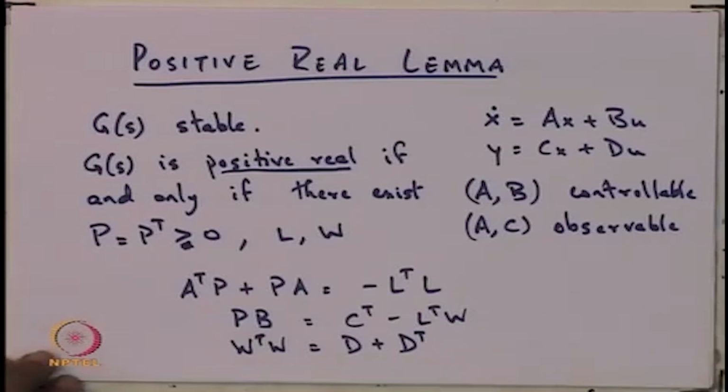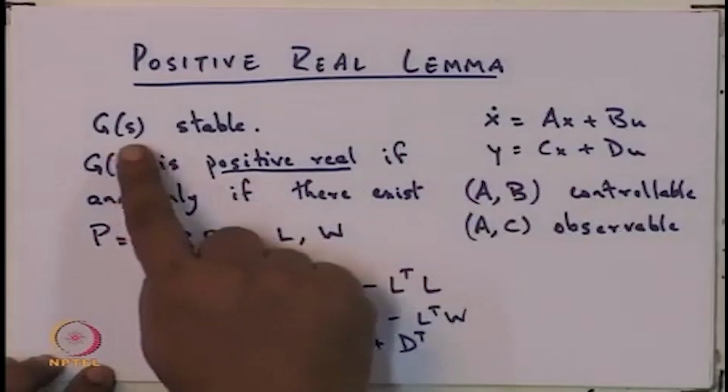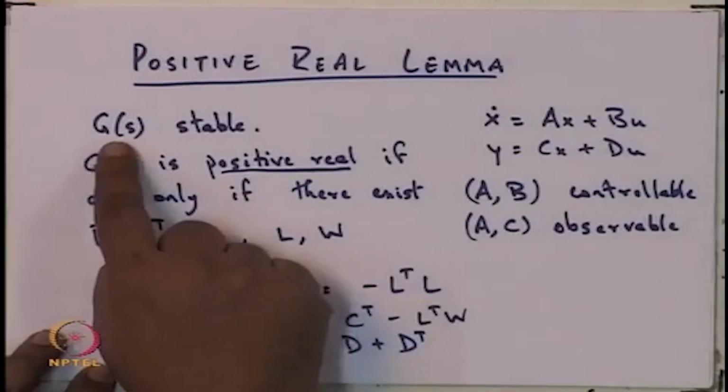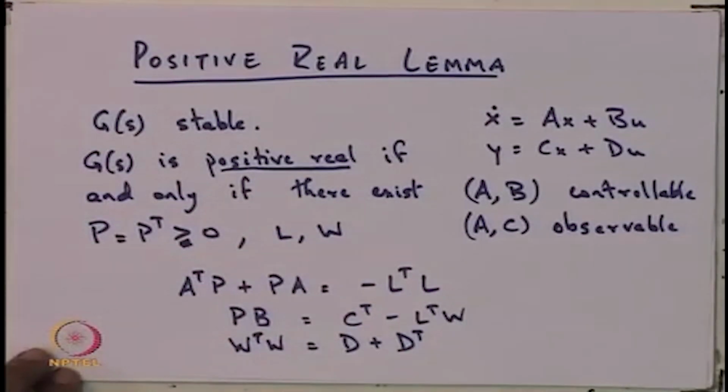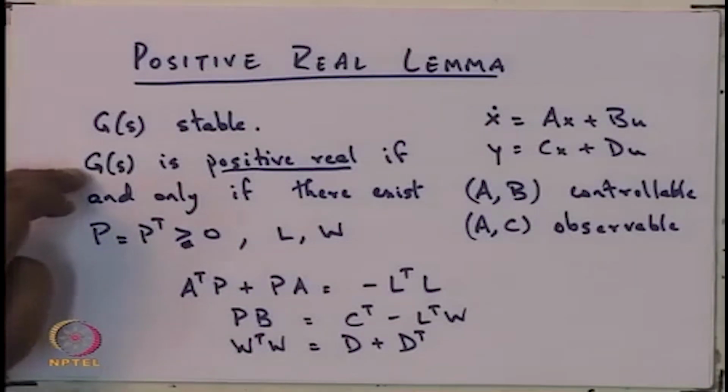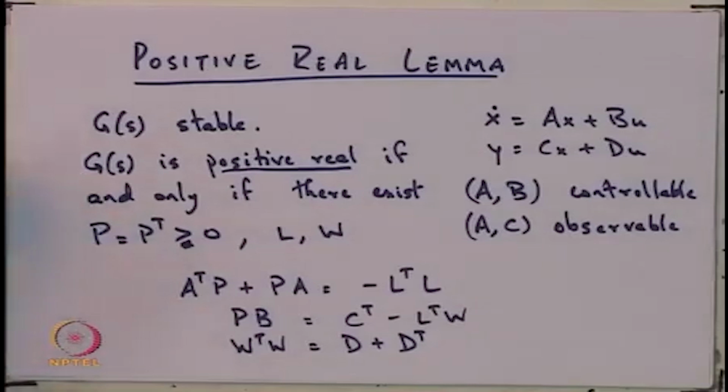Now, in the last lecture, what I did show is the following: suppose we assume that there is a G(s) and we assume this is the minimal state representation, and we assume that there are matrices P and L and W such that these equations are satisfied, then what it means is that the transfer function results in a system which is passive.